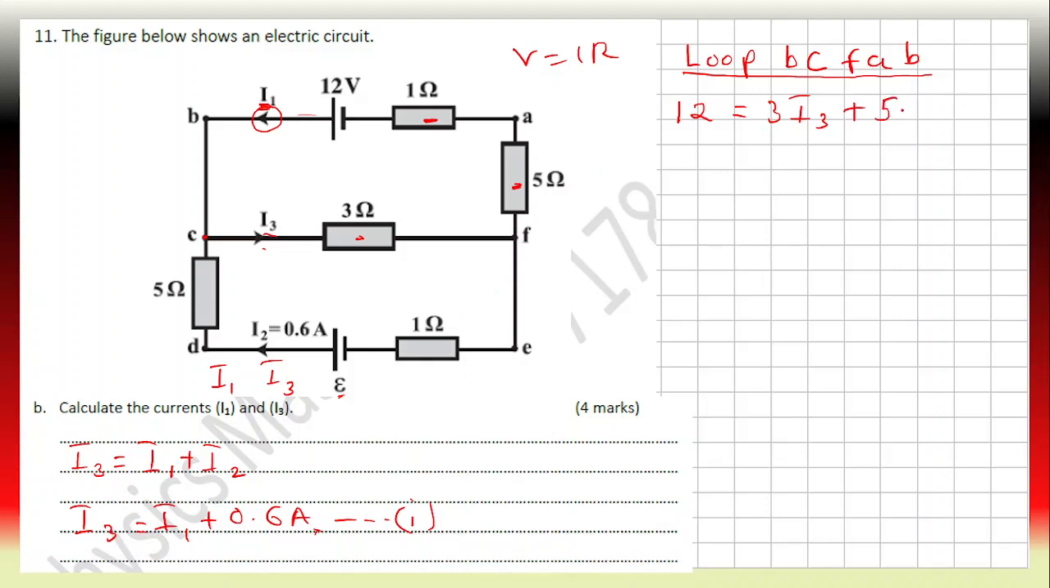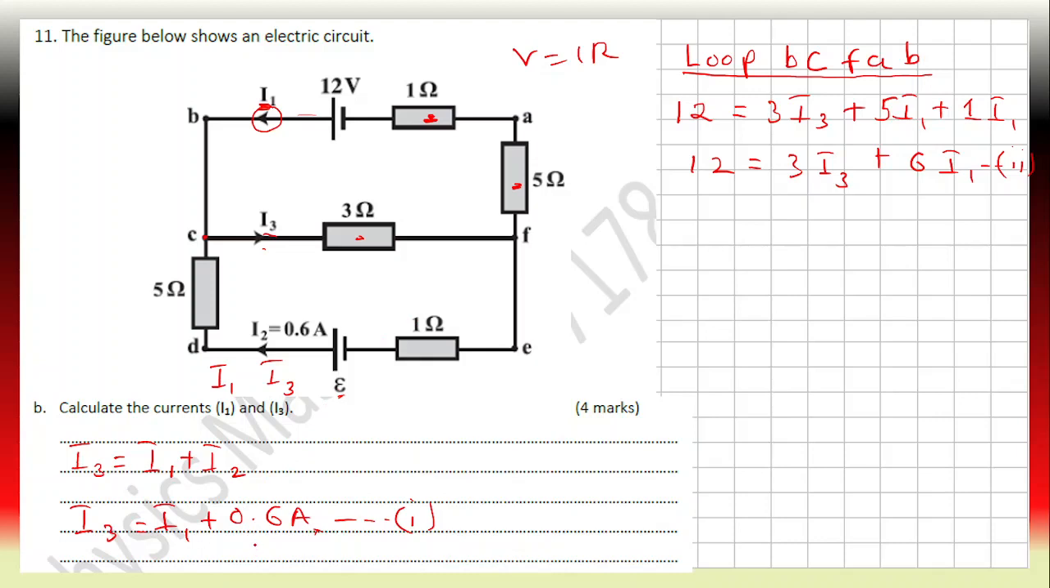So we have F, I1 plus the current through this is still the same I1, so plus the potential difference through the 1 ohm resistor, that is 1 times I1. So 1, let me just write 1 I1. So our 12 is equal to 3I3 plus 6I1. I can collect the like terms. This one is our second equation.